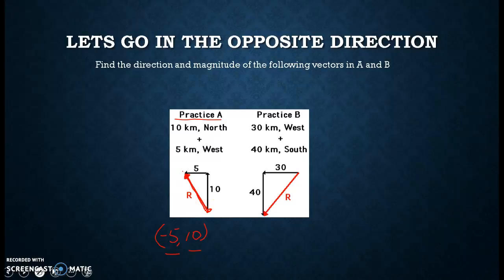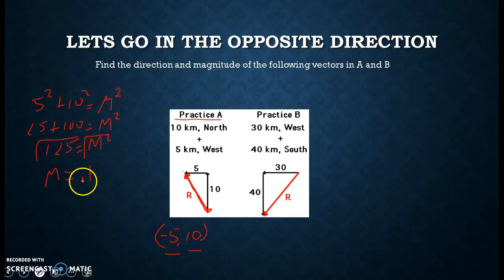vector. I can do that using the Pythagorean theorem. We know that 5 squared plus 10 squared equals the magnitude of the vector. I'm just going to use m squared for the magnitude. Well, that's 25 plus 100 equals m squared. That's 125 equals m squared. If I take the square root of both sides, I'm going to get that m, the magnitude, is 11.18. Now that's if I round it, 11.18.